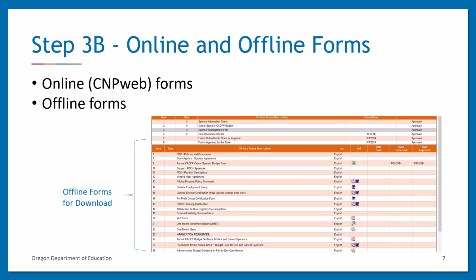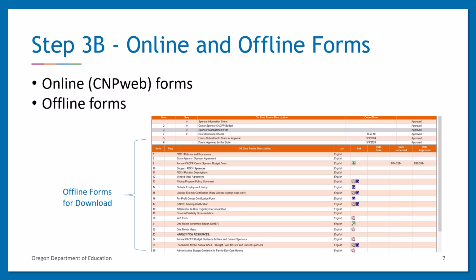As stated earlier, application forms are both offline and online. The online forms, which are part of CNP Web in the Applications tab, include a sponsor information sheet, management plan, and information sheets for each site. The offline forms are available as a download from CNP Web in the Packet tab.